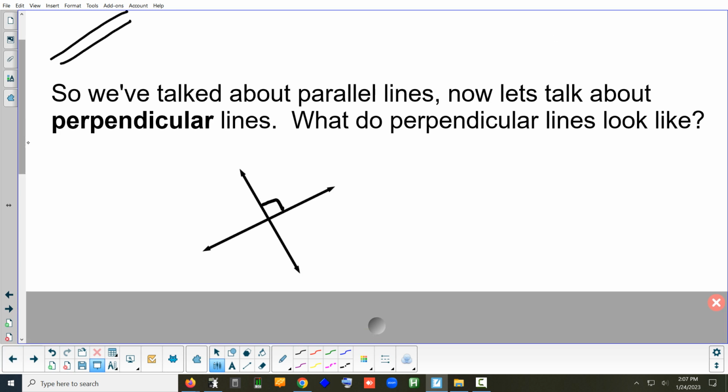So that's an example of what perpendicular lines look like. You don't have to put that example on your guided notes. I'm just showing you. This little symbol, have people seen that little symbol before? That symbol just means that two things meet at a 90-degree angle.